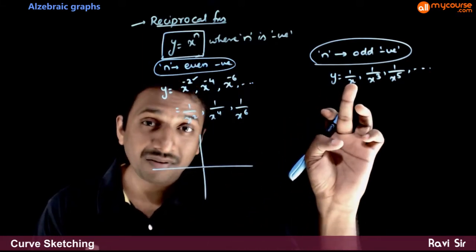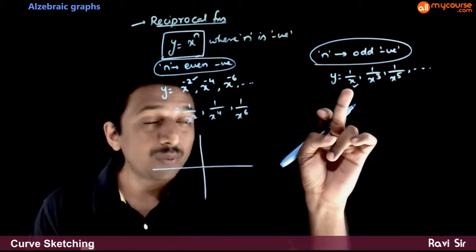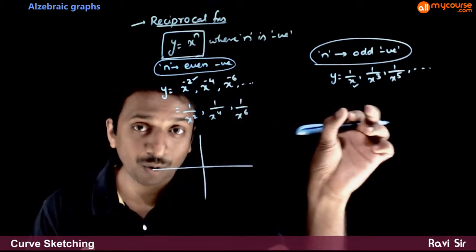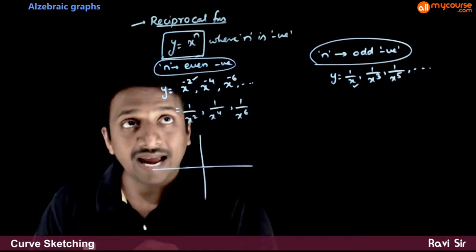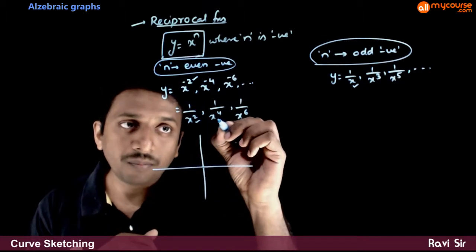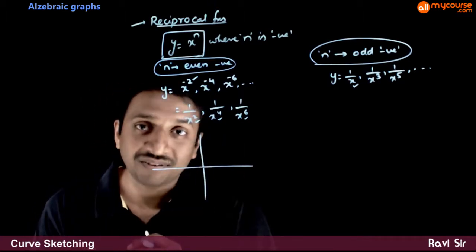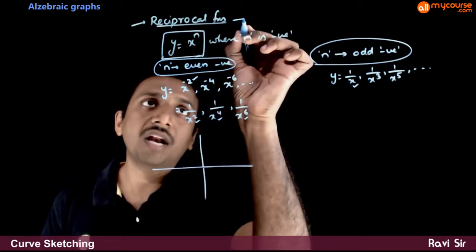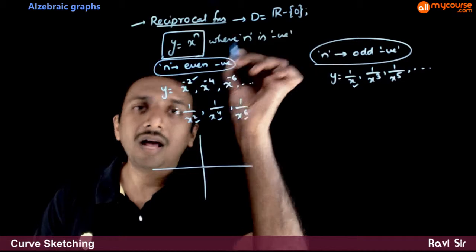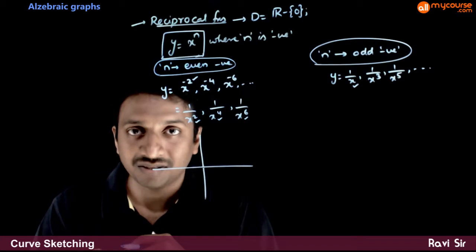And if the power is odd, corresponding to positive x's, y is positive. Corresponding to negative x's, the value of y is negative. So I hope you see the basic difference between these two. And the common thing about these two types is that when x is equal to 0, neither of these functions is defined. So reciprocal functions are not defined at 0. So domain is all real numbers except 0.